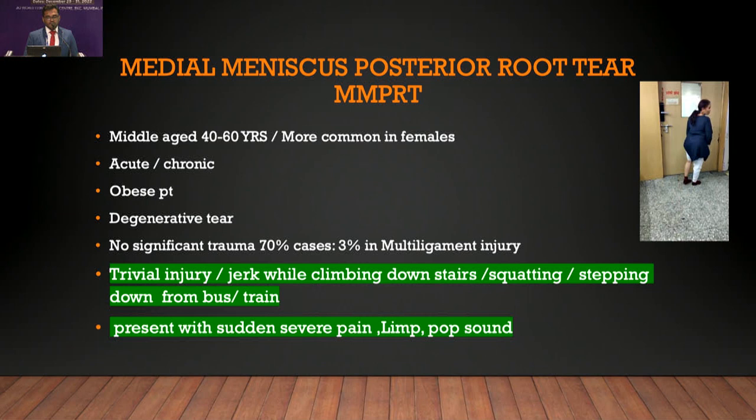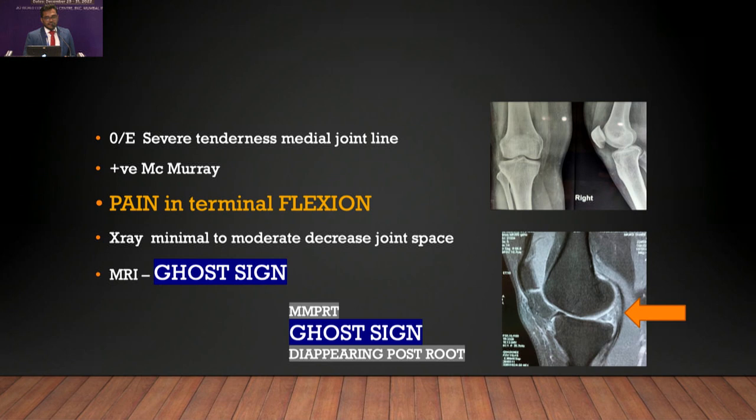Generally, these patients come with a history of a very trivial injury or a jerk while climbing down from stairs or stepping down from a bus. They present with very sudden onset of severe pain, limping with pain, and at times give a history of an audible pop. On examination in the clinic, there is severe tenderness and a very positive McMurray test. On flexion, they wince with pain. On standing x-rays, you will see minimal to moderate decrease in the joint space.